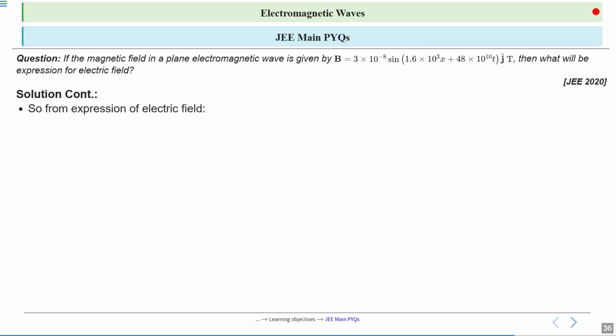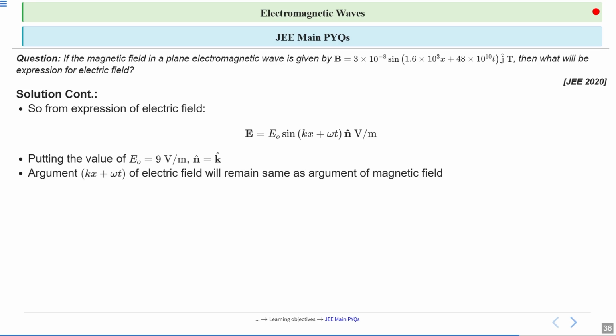So from the expression of electric field, E is equal to E naught sine kx plus omega t n cap volt per meter, after putting the value of E naught and n cap equal to K cap, which is the unit vector of Z axis, the argument kx plus omega t of electric field will remain the same as the argument of magnetic field. It will not change. So E will be equal to 9 sine 1.6 into 10 to the power 3x plus 48 into 10 to the power 10 t K cap volt per meter.